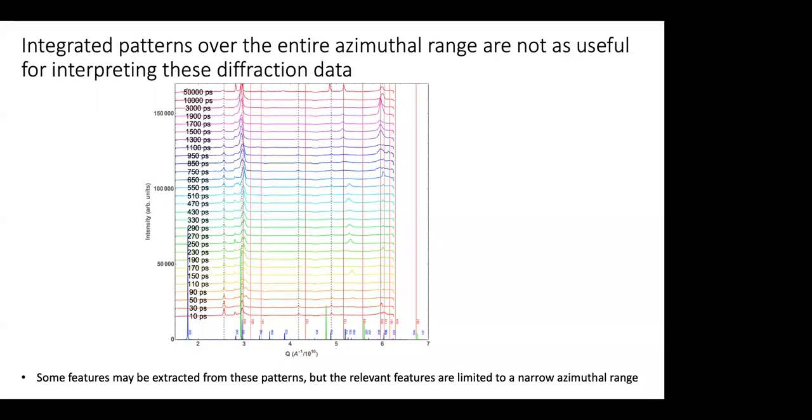But we spent an awful lot of time trying to think about data in this form, and without really getting anywhere. And essentially, what we concluded was that the problem was we were integrating over the entire azimuthal range. And by integrating over the entire azimuthal range, we were effectively swamping out signal that was really the more relevant signal in a limited azimuthal range. So I'll show you a bit of that in a moment.